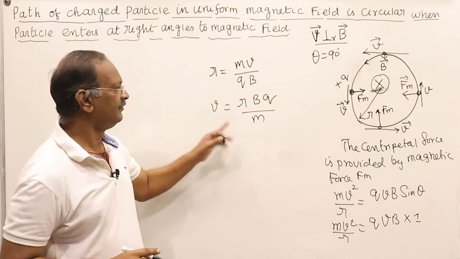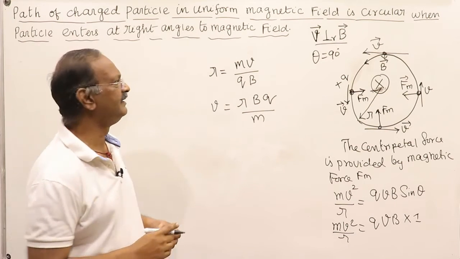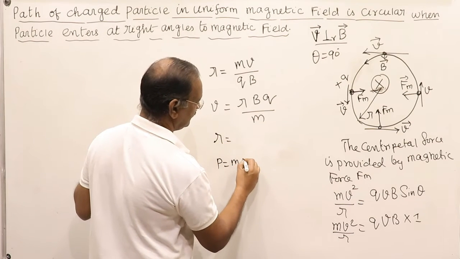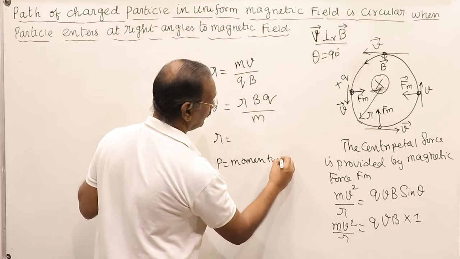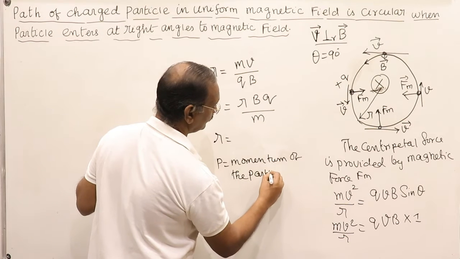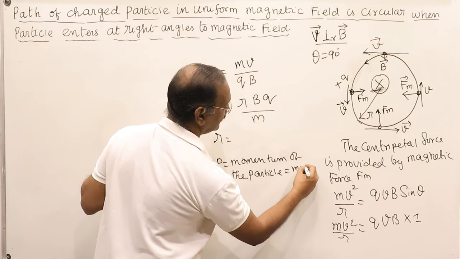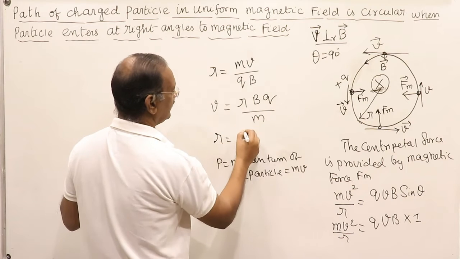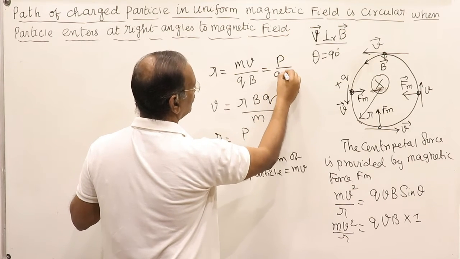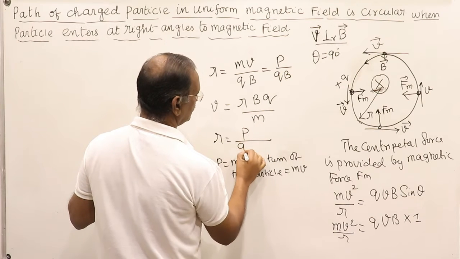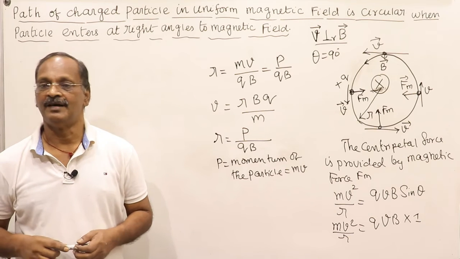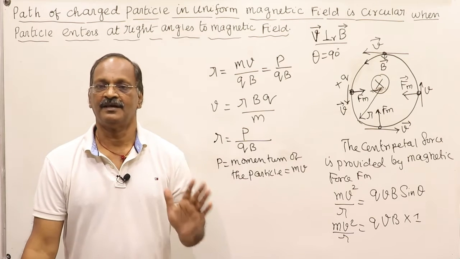Now, what is the radius? The radius can be written in terms of p, where p is the momentum of the particle, which is equal to mass into velocity. So m and v can be written as p, and r is equal to p divided by qB. Therefore p is equal to qBr, where p stands for the momentum, which is mass into velocity, the momentum of the charged particle.